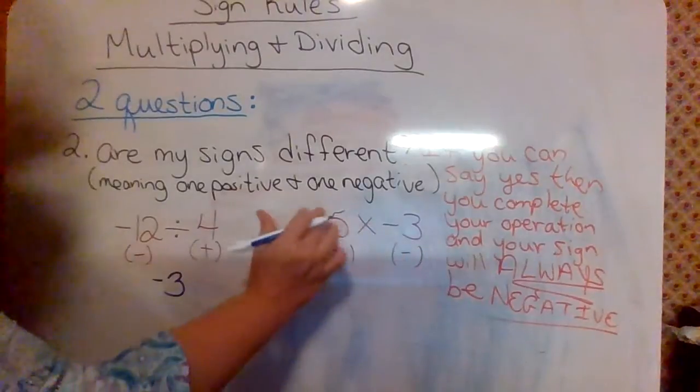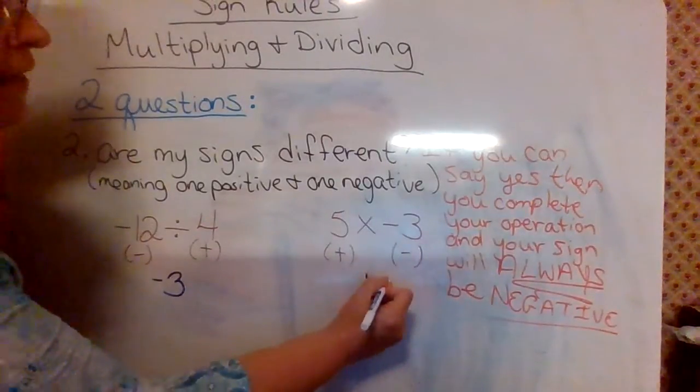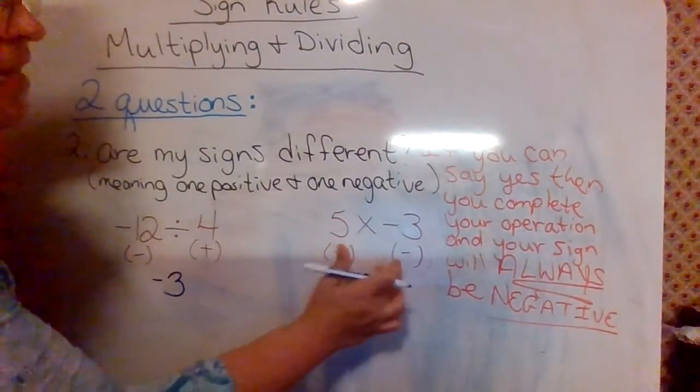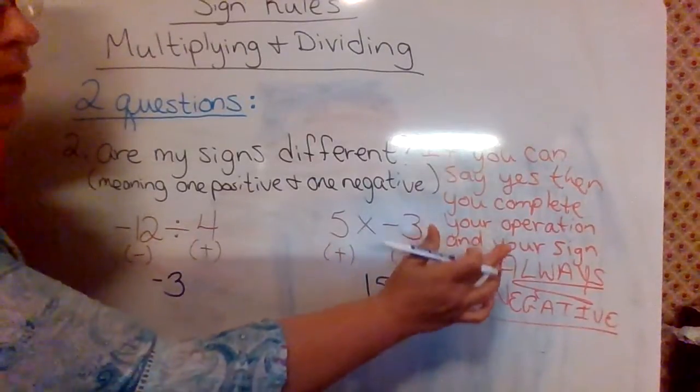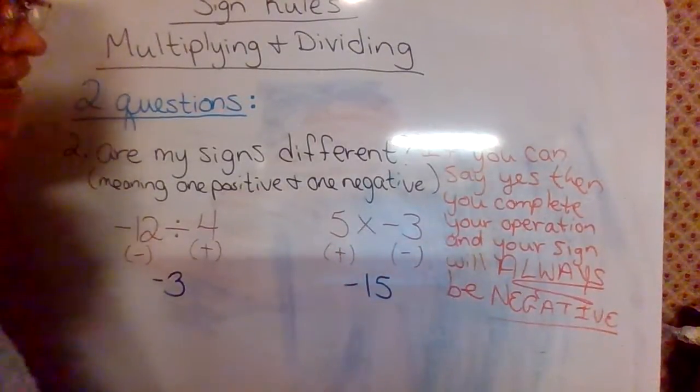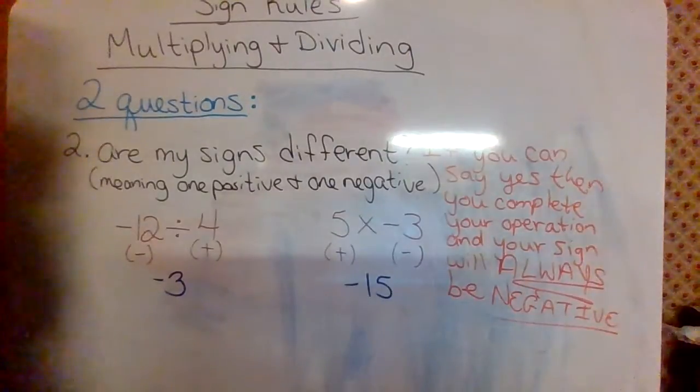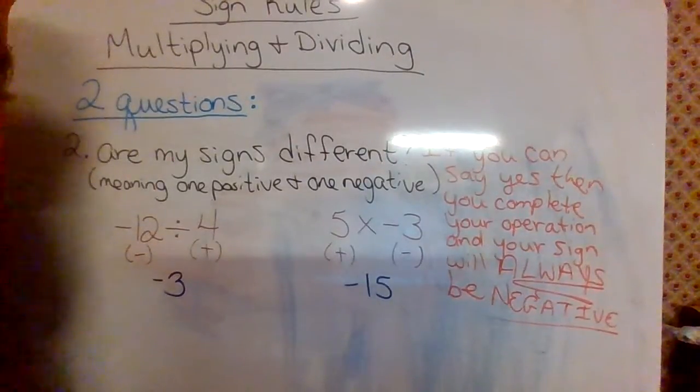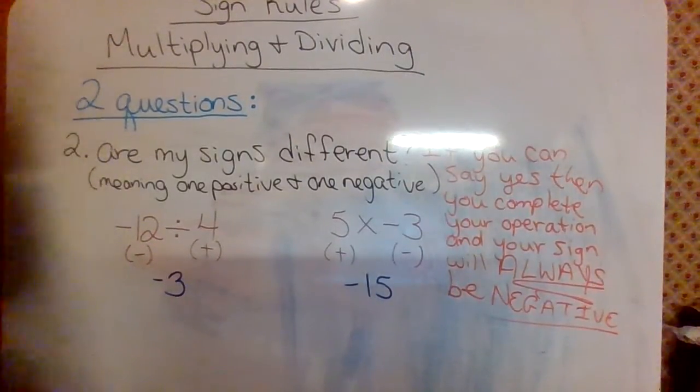Over here, 5 times 3 is 15. Because my signs are different, my answer will always be negative. So it is a -15. And that's the only 2 things that you have to remember for multiplication and division.